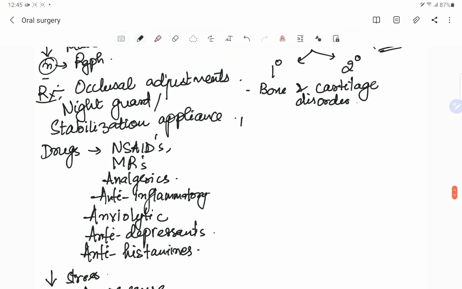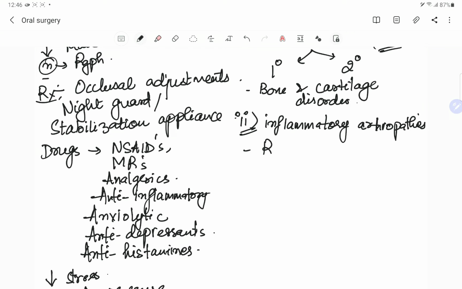Now, the another class in the articular TMDs we have is the inflammatory arthropathies. That means these are associated with the inflammation of the joint, and the most common we know is the rheumatoid arthritis, right. So, rheumatoid arthritis is usually bilateral, and this is how we differentiate between both of these, the osteoarthrosis and the rheumatoid arthritis.